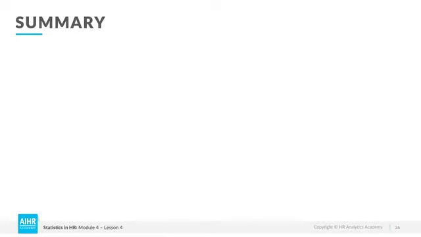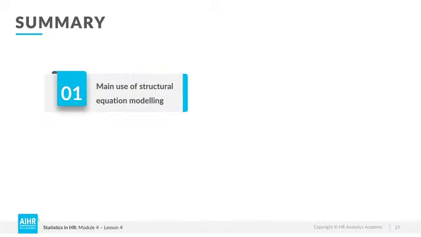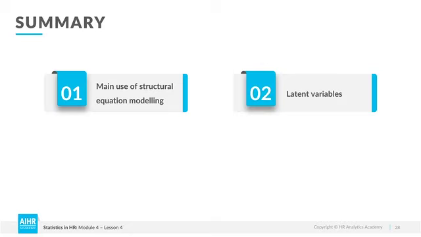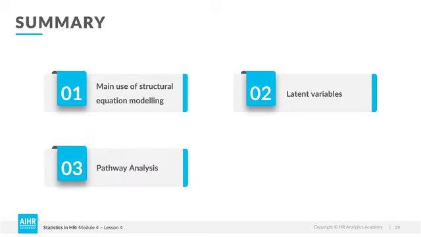That's it for this lesson. In this lesson, you learned about structural equation modeling. You learned that its main use is to analyze complex relationships between variables. Next, you learned about latent variables, which are complex constructs which cannot be directly observed, such as intelligence or happiness. And you learned about pathway analysis, which is the way we represent the data diagrammatically.